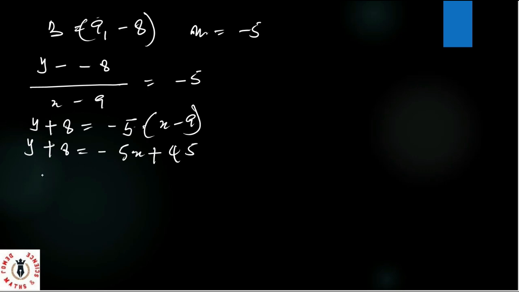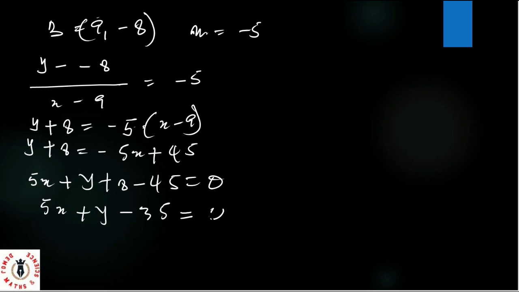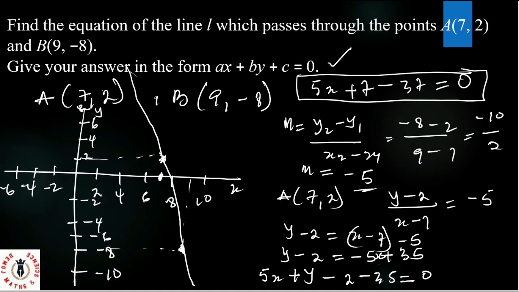Now let's arrange it in the acceptable format, so that 5x comes to the other side and becomes 5x plus y plus 8 minus 45, which equals 0. So our 5x plus y minus 35 equals 0. Let's compare it with our first answer. Oh, sorry. 8 minus 45, that's minus 37, not 35. So comparing it, I have 5x plus y minus 37 equals 0. And here also, we have 5x plus y minus 37 equals 0.